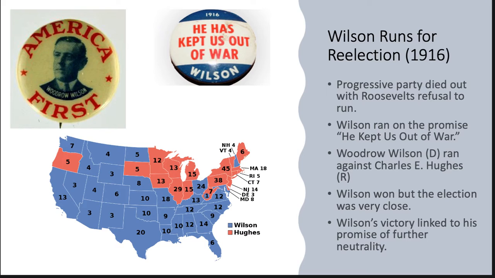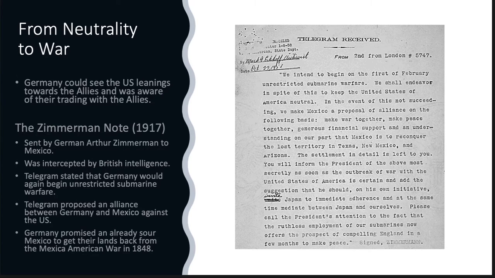But he has to keep in mind that his victory is tightly linked to the United States' promise of neutrality. He's kept us out of war so far, he'll continue to keep us out of war. But the United States is going to move away from neutrality shortly after. So Germany is going to see that the U.S. is leaning towards joining the Allied side and was very aware of our trading with the Allies.